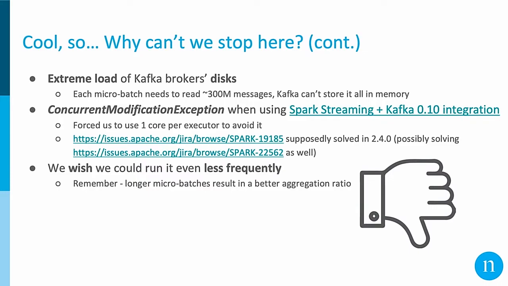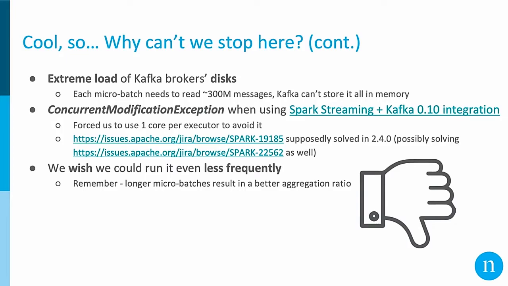But that's not it. We also had extreme load on Kafka brokers' disks. And let's talk for a minute on how Kafka stores the messages. So obviously, Kafka can store in memory only some of the messages, right? Say the last minute or last 2 minutes or something like that. But when you have very large micro batches like we had, most of the messages that you want to read are already persisted to disk. So when you want to read them, you need to retrieve everything from disk. Now, we are talking about multiple applications, right? We don't only have one application.